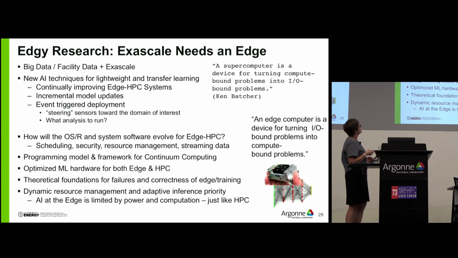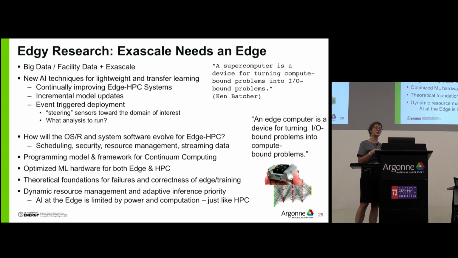In the same way here, we want to think about how do we do this continually improving edge to HPC system. How do we do steering to more domain of interest? How do we have an event-triggered deployment at the edge and at the HPC system? What does that mean for our runtime and software system? Because what I would like is to be able to say, I need to solve this problem, and maybe it happens at the edge, maybe it's too computationally intensive, it needs to be sent to the cloud or somewhere else.